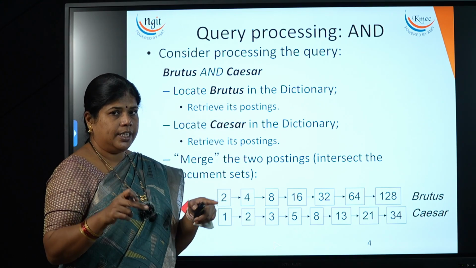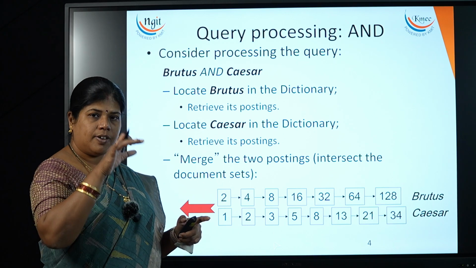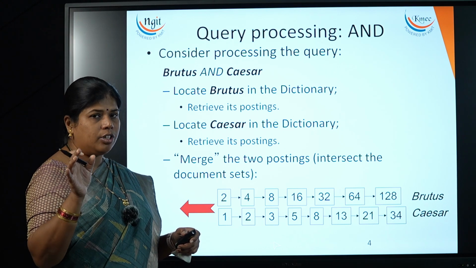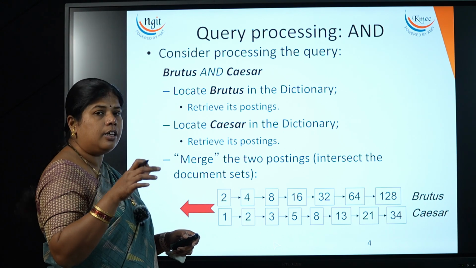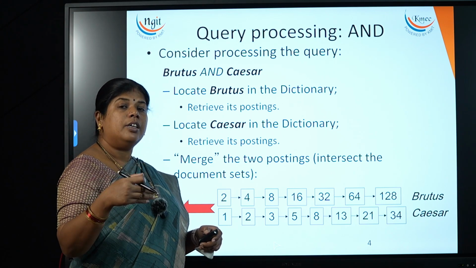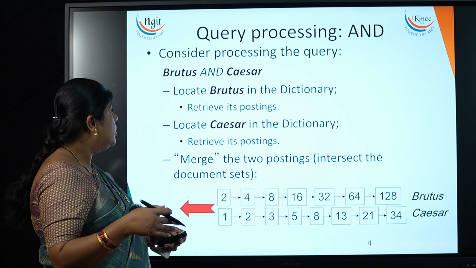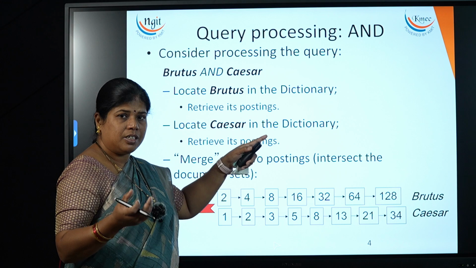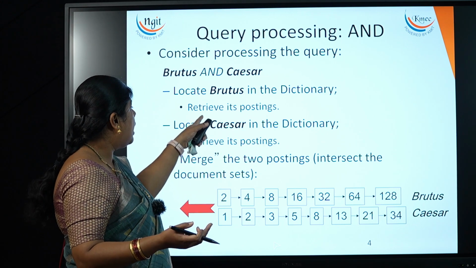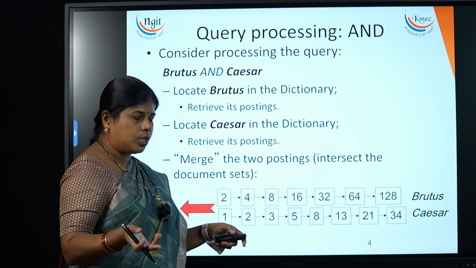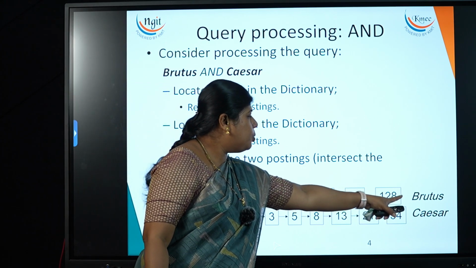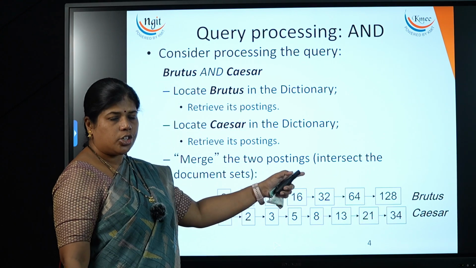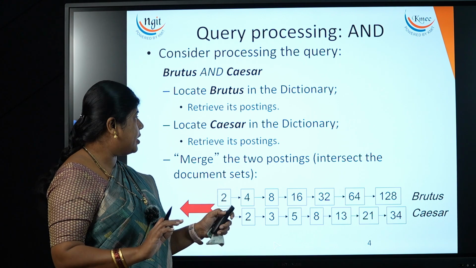Then, in my inverted index, I have two parts. One is a dictionary, and the other is a posting along with the frequency. Posting is not only containing the document ID, it is also containing the frequency, the number of times that term is appearing in the document. Once my Brutus term is located in the dictionary, I will retrieve the corresponding posting also. Here you can see Brutus is in my dictionary, and these are all the postings in which the Brutus term exists.